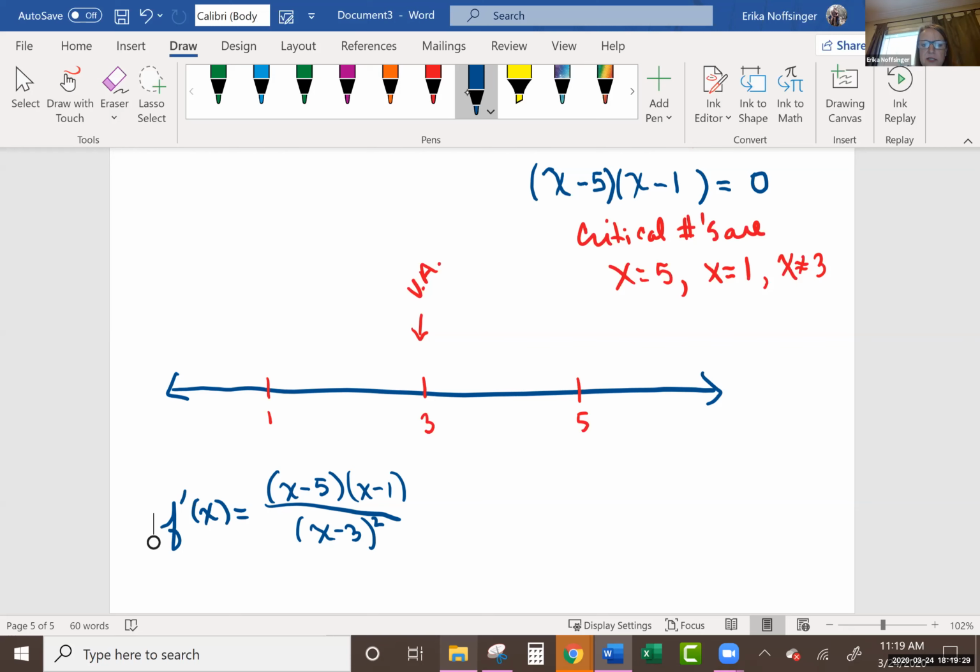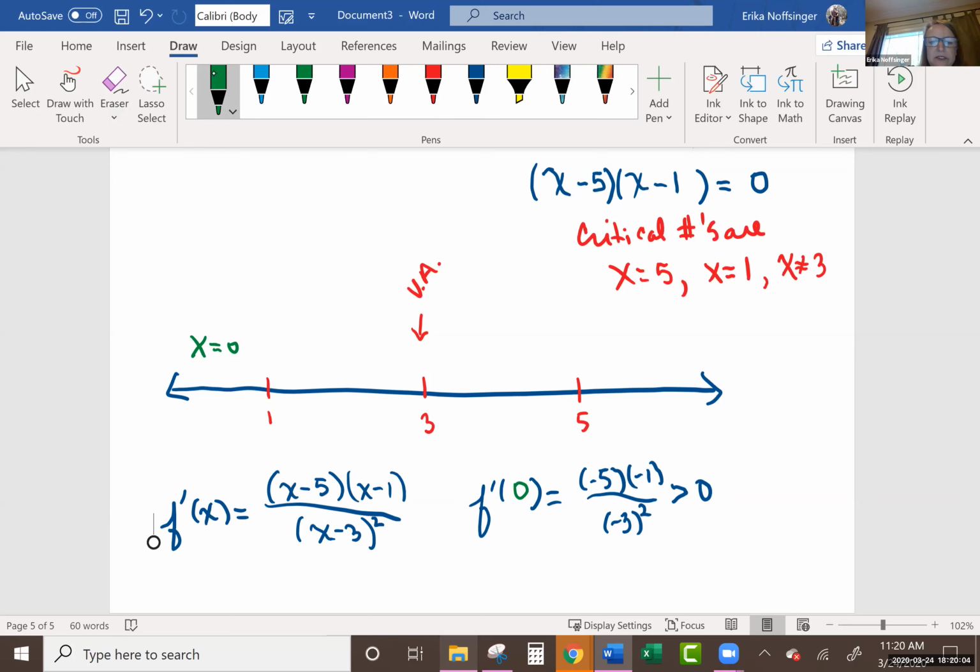Okay, so choose a number to the left of 1. Let's say we chose x equals 0. If we plug it back into the derivative to see if it's positive or negative, if you plug in 0 for x, you're going to get -5 times -1 in the numerator, all over -3 quantity squared. So I notice that this is greater than 0. And since that value is greater than 0, I know on the left of x equals 1, my function f of x is an increasing function.